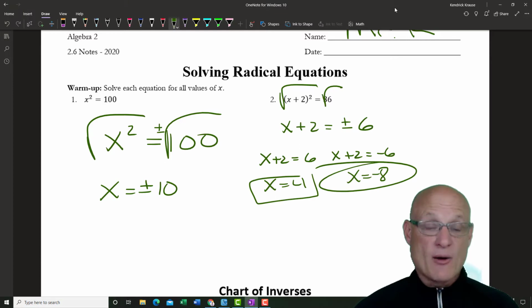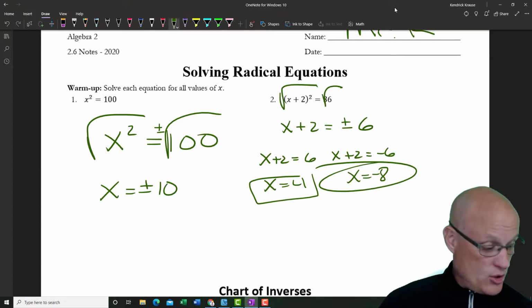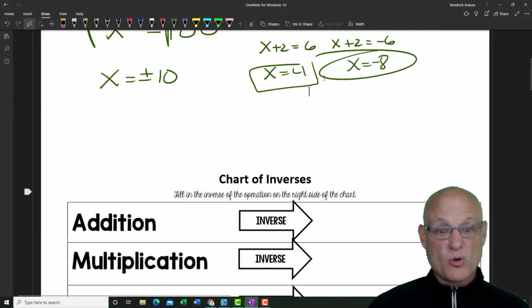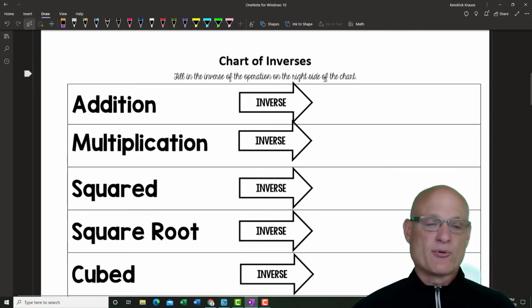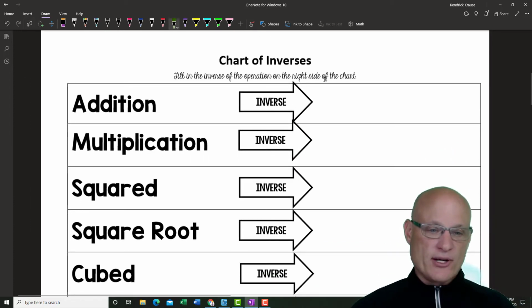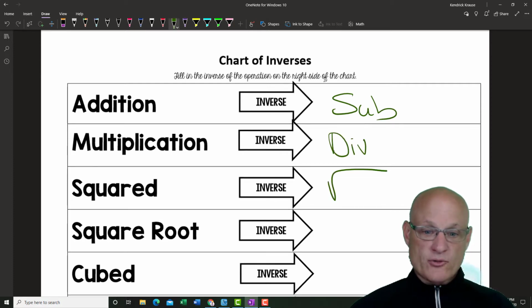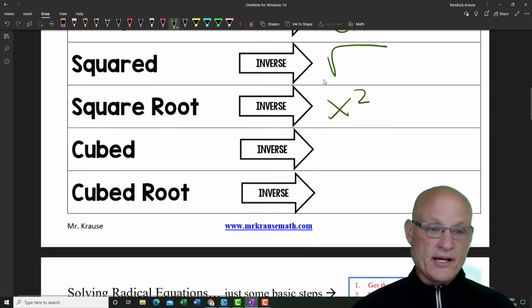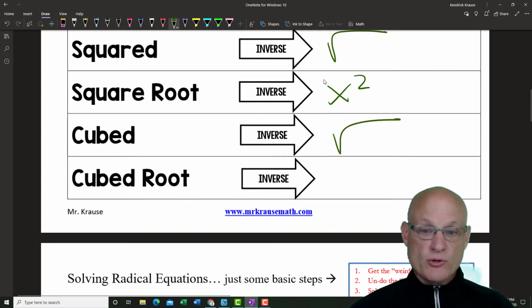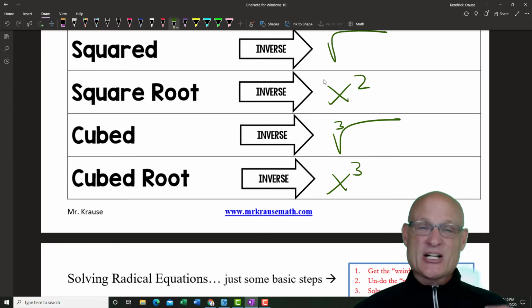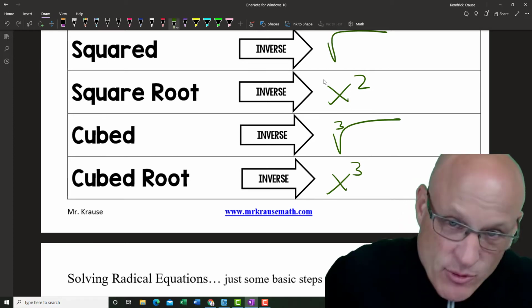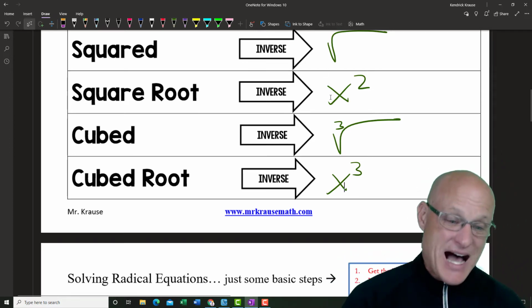Well, we're going to play around with that because I don't even know if you guys know how to do that stuff yet, but we're going to work on it. So we're going to talk about inverse operations. You know the inverse operation of addition is subtraction, of multiplication is division, of squared is square root, of square root is squaring something, and of cubed, it's the cube root, and of cube root, we're just going to cube things, right? That's how you undo stuff. So that's what we're going to be doing a lot of today.